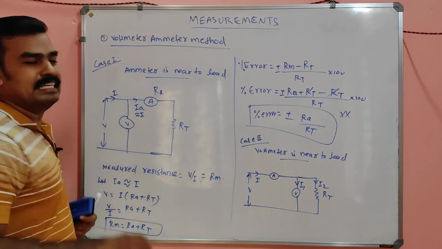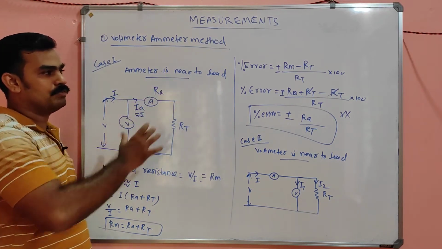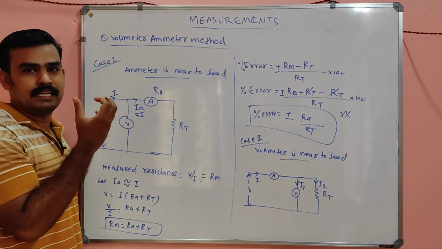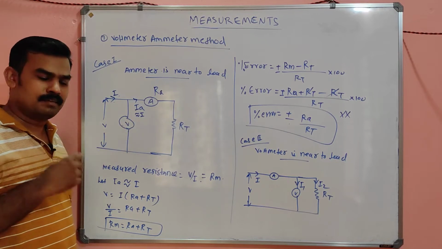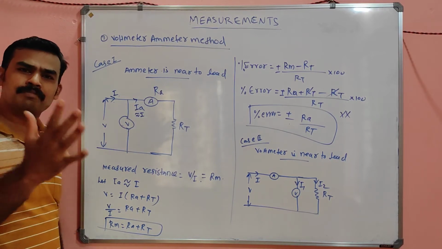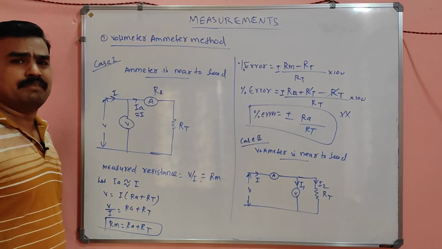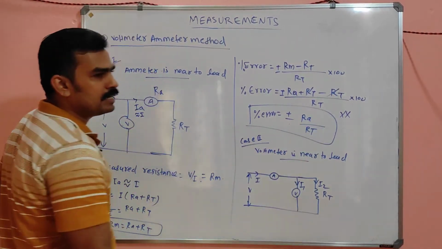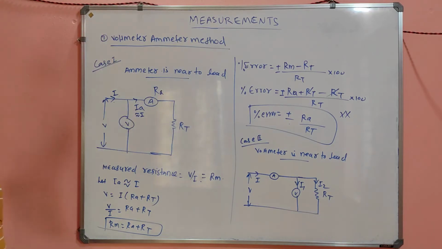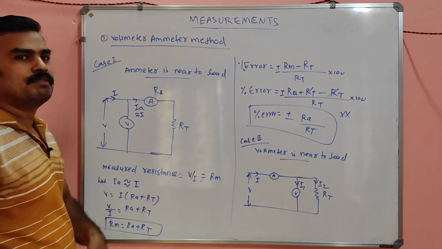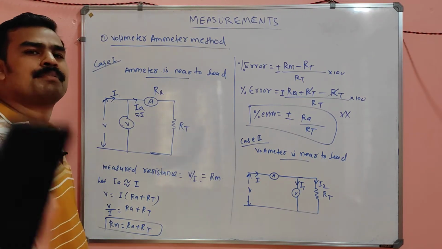Initially, at the first time, you may feel slight difficulty. If you study or revise it two or three times, it will be easy. Nothing is difficult, my dear. You just remember this equation: plus or minus Ra by RT. And for the voltmeter also we will derive it now. You just remember those two equations.